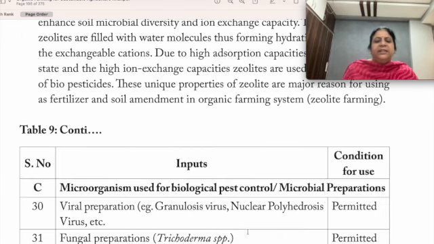In our next session, let us see microorganisms for biological pest control in the organic farming permitted by APEDA.